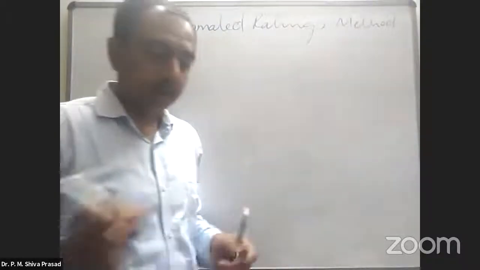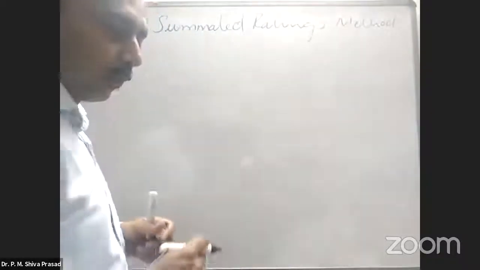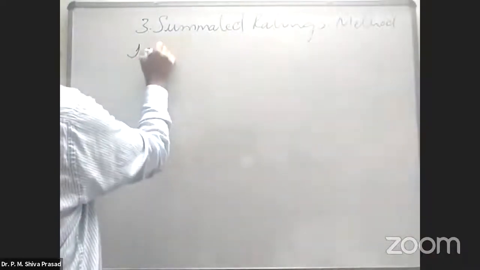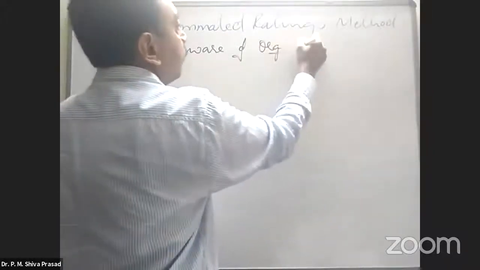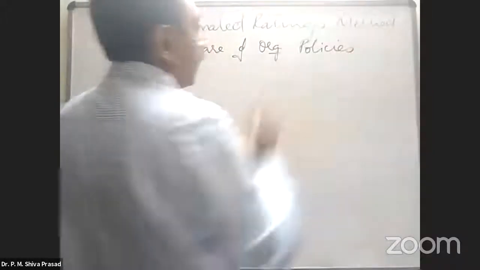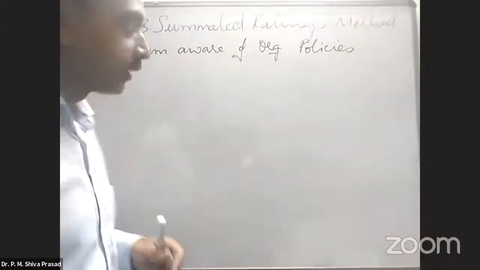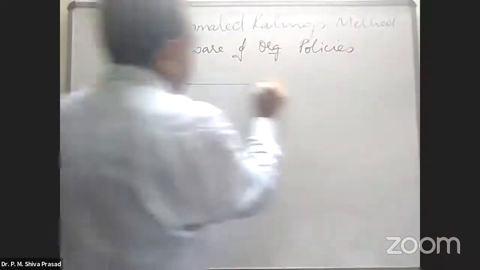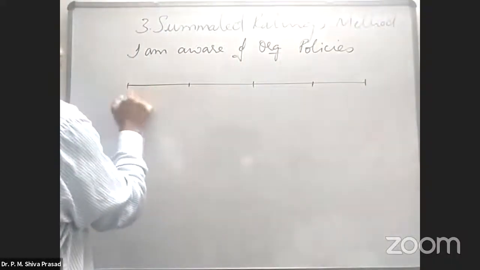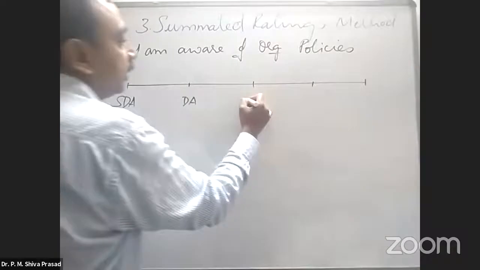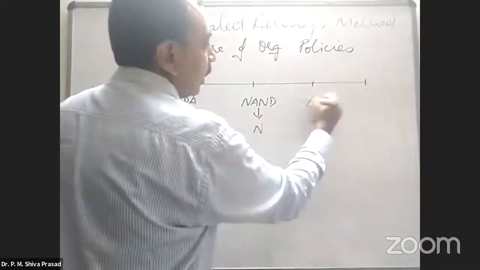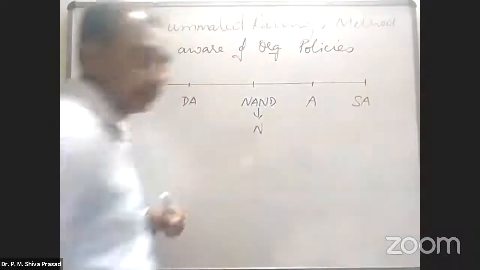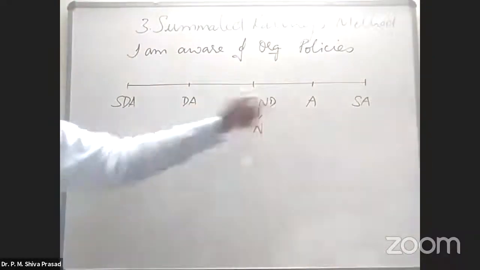For example, I'll write a scale on the board now. I am aware of organizational policies. For this, you give them the 5 options: strongly disagree, disagree, neither agree nor disagree, which can be neutral, agree, and strongly agree. So 5 variations are given.